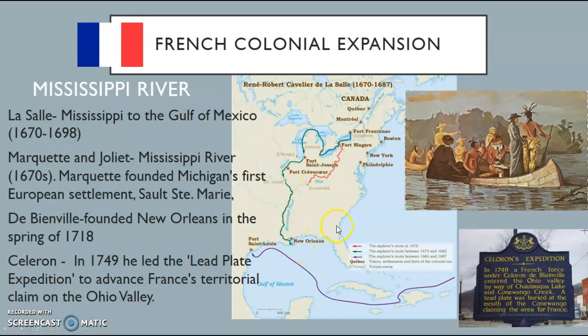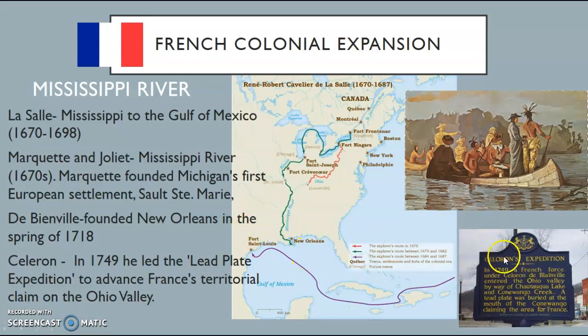You also read about Marquette and Joliet. That's a picture over here of them. Also explorers in the Mississippi River. Marquette was a priest. Joliet was an explorer. They founded the first European settlement in the state, what we today would call Michigan. Bienville actually founded the city of New Orleans down here at the bottom in 1718 for the French.